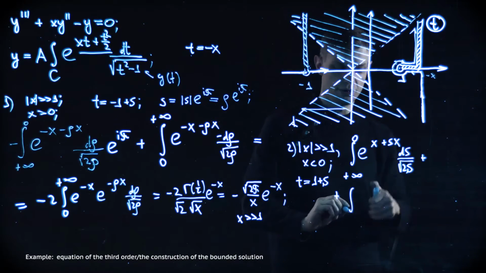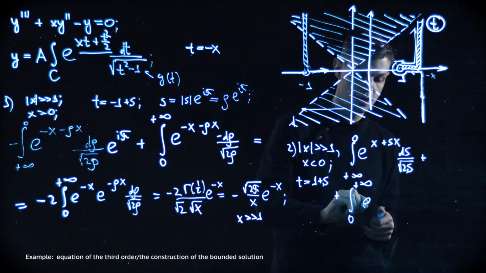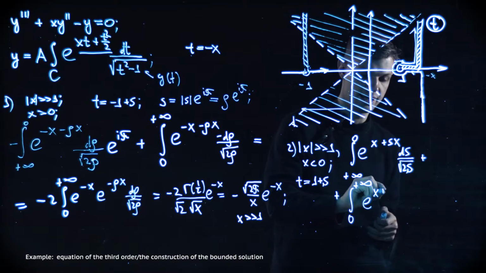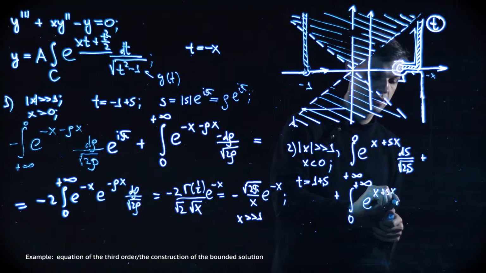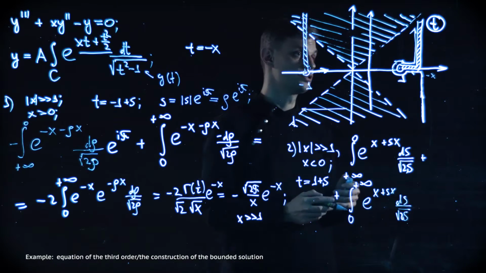This one goes from 0 to plus infinity, e to, again, x plus sx, ds over square root of 2s. Right, and as far as I understand, the sign should be changed.